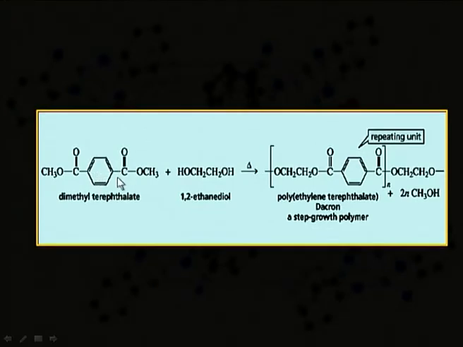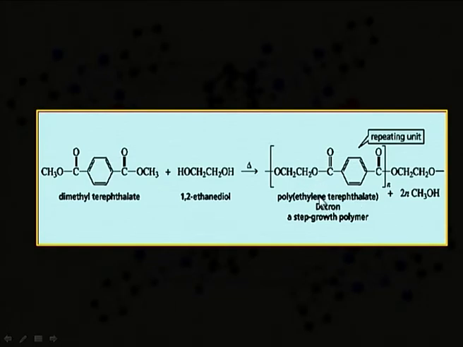It can be understood by this diagram. This is the monomer unit dimethyl terephthalate, and this is the other monomer unit, that is 1,2-ethane diol. Both monomer units have two different kinds of functional groups, that is this one is RCOOCH3 and this one is ROH. When both monomer units combine together by heating, the formation of Dacron, or polyethylene terephthalate, takes place.